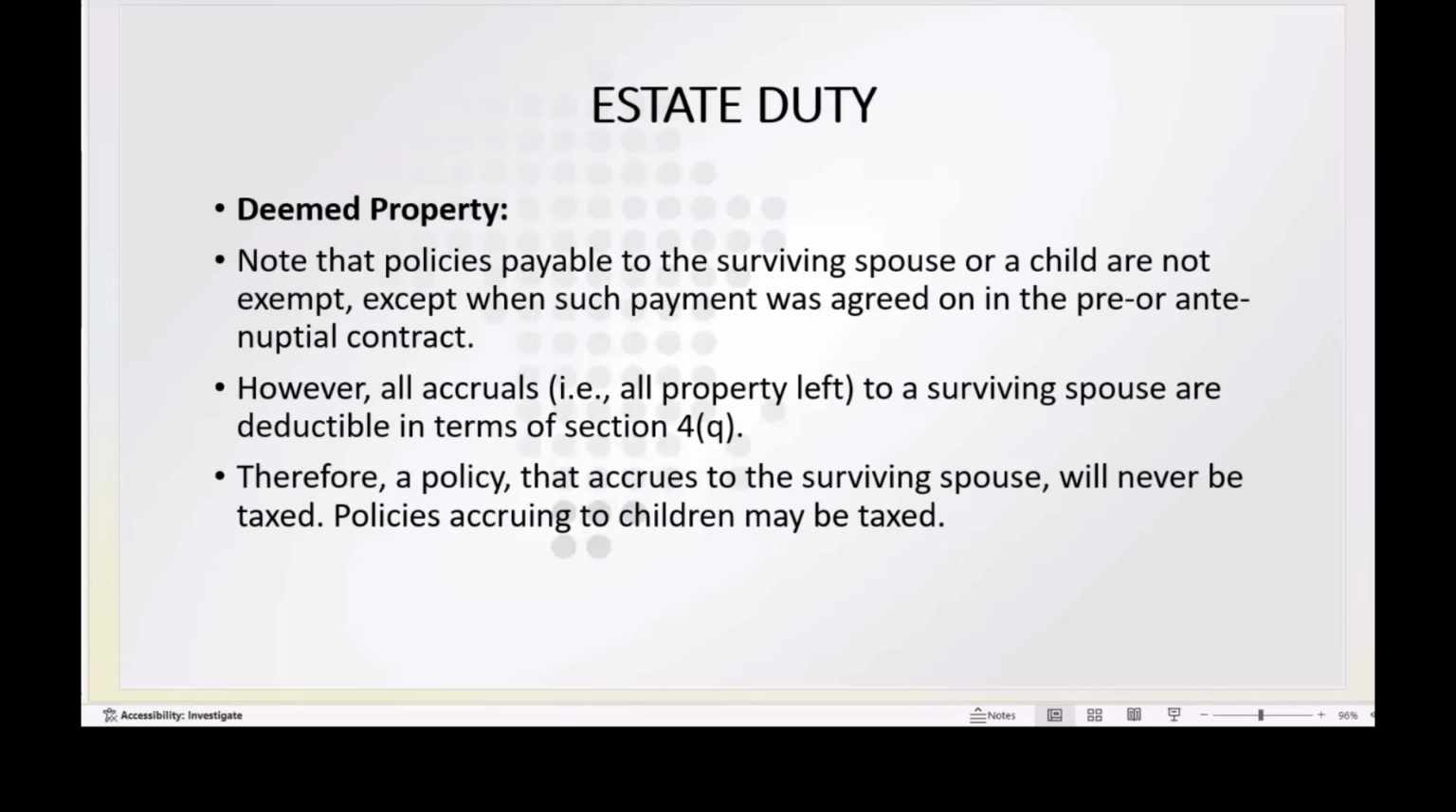Okay. Then we also need to note that these are exemptions: policies payable to the surviving spouse or child are not exempt when such payment was agreed on in the pre- or antenuptial contract. So that also needs to be taken into account. So it will only be exempt if it's not agreed upon in a pre- or antenuptial contract. However, all accruals or all property that's left to a surviving spouse are deductible in terms of Section 4(q). Therefore, a policy that accrues to the surviving spouse will never be taxed. So policies accruing to the children may still be taxed. Okay.